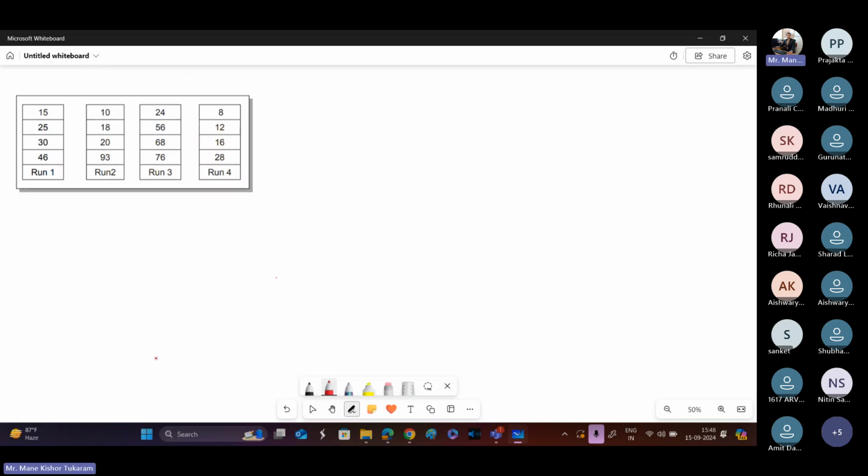So I'm having this particular mechanism. So same logic I want to apply. That is, I have to select the first record from each: 15, 10, 24, and 8. So these are the leaf nodes. So I just write 15, 10, 24, and 8. Now what is my condition? In a winner tree, whichever is the smallest is your root element, root and internal node.